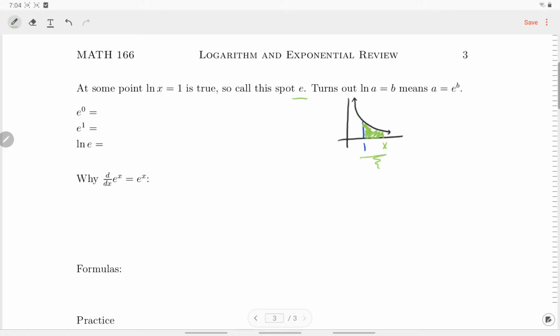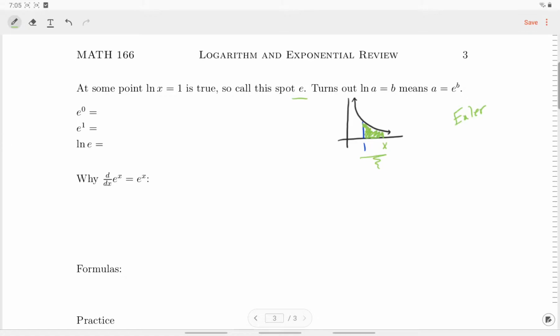It's not a rational number. It's not a nice number to write down. It's like pi, so we have to give it its own name. Mathematicians chose to call it e after the mathematician Euler, who was a brilliant guy. You should look him up, read about him on Wikipedia.